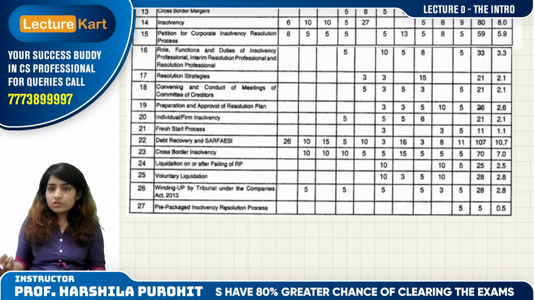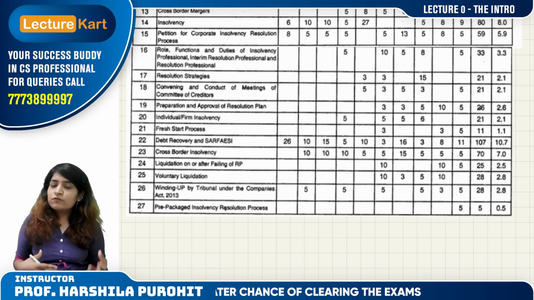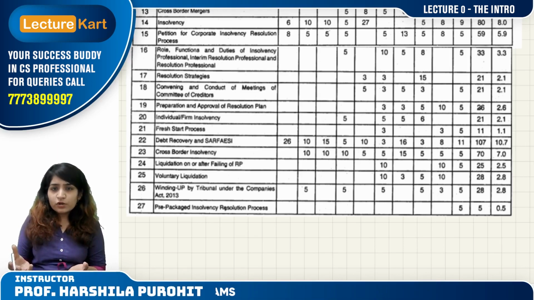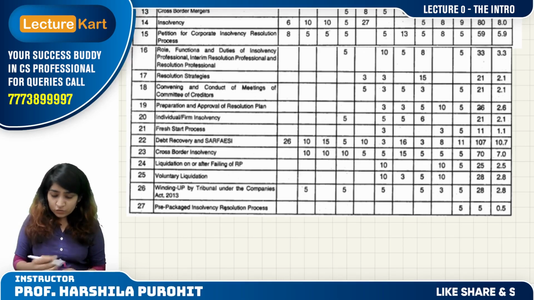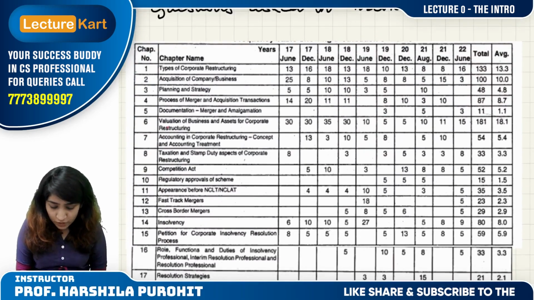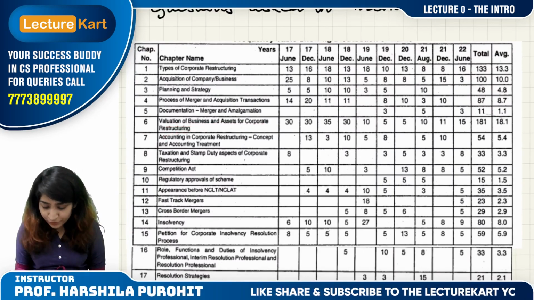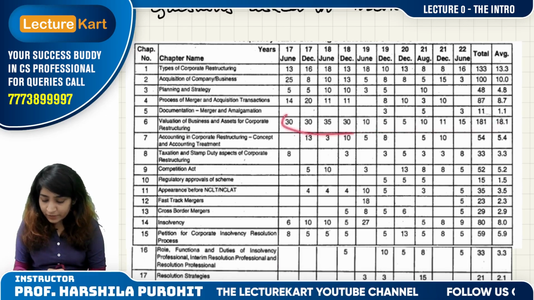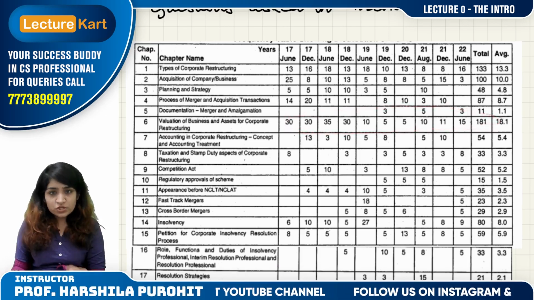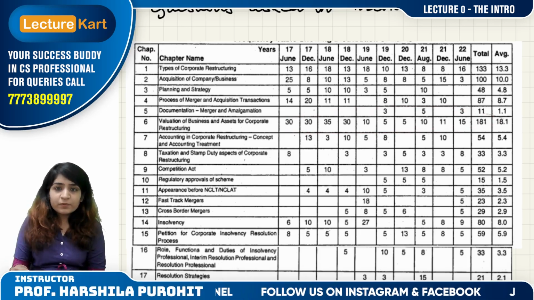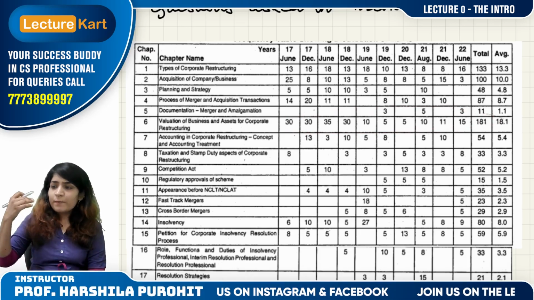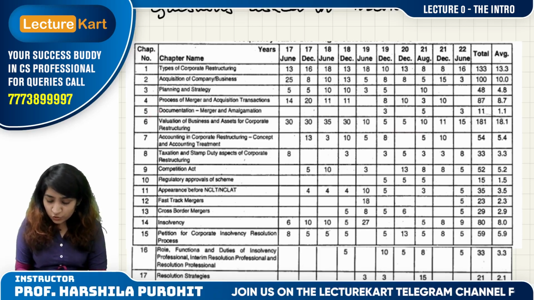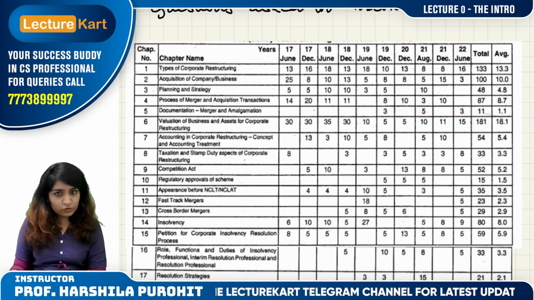You might be curious, you might want to have an idea of what chapters you can work harder on, and what chapters you mandatorily need to study. For example, valuation of business and assets for corporate restructuring is a pretty heavy chapter, because basically every attempt has definitely asked at least one question on this chapter. So these are the chapters that you have to mandatorily study no matter what. But then there are chapters like documentation. You can see that not as many marks have been allotted to that chapter.